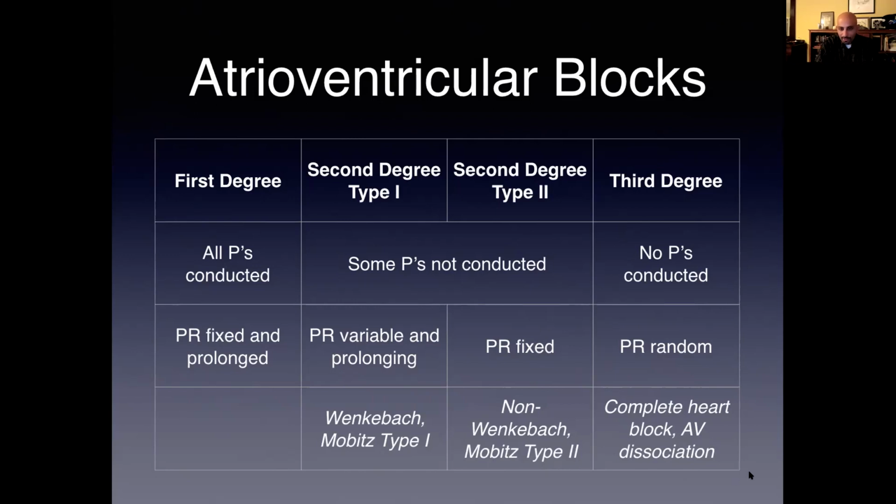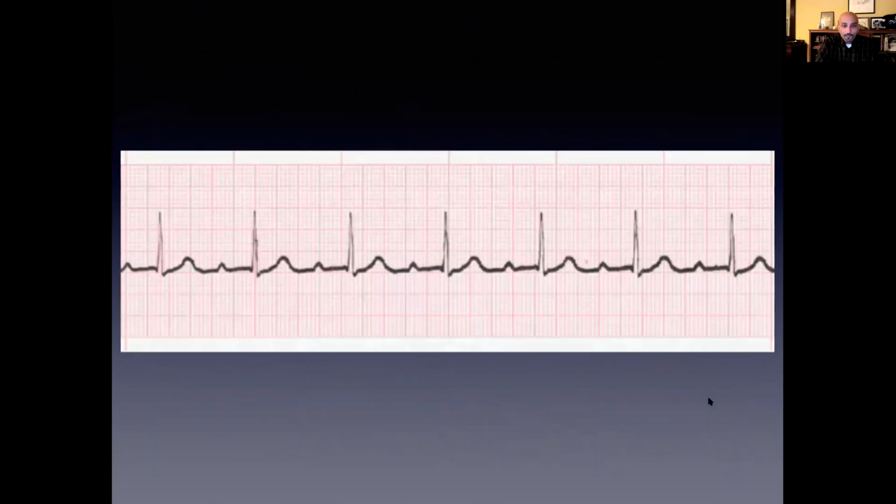So let's actually look at some of these. Before we do that, any questions on this? All right. So what do we have here? First degree block, right? The PR interval is long. It's more than one large box, but it's the same in every beat, and every single P wave is conducted to a QRS. This is first degree AV block.